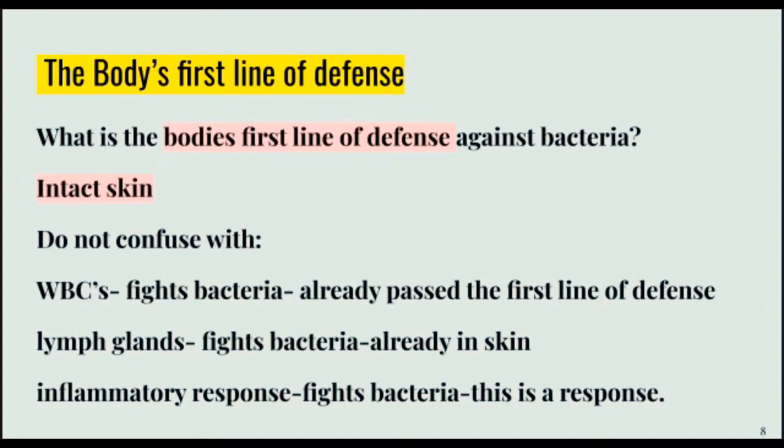The reason why the answer wouldn't be white blood cells is that white blood cells are inside our human body, not outside. And the first line of defense is the skin. If you were to put white blood cells as the answer, white blood cells are already in the skin, so it's like the bacteria already passed the gate, which is your skin, so they're fighting inside. Lymph glands are also inside the body, so they fight bacteria already in the skin, not outside.